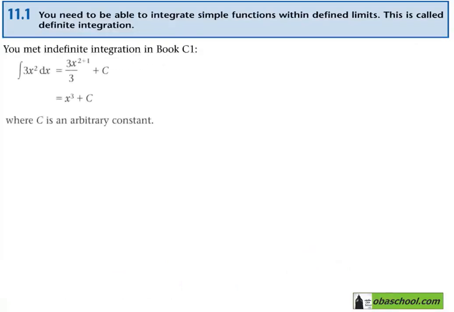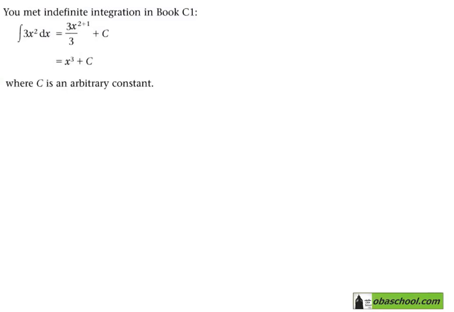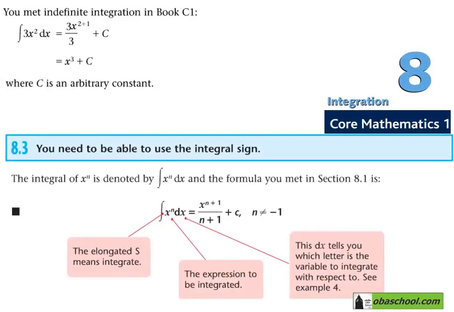Indefinite means we have integration for the function 3x squared with respect to x, without defining where the x starts and ends. So we simply apply the formula and add a constant, which is the c. It is an arbitrary constant. In order to remember the formula that you already studied, you can go back to this chapter. In this formula you have the integral of x to the power n dx.